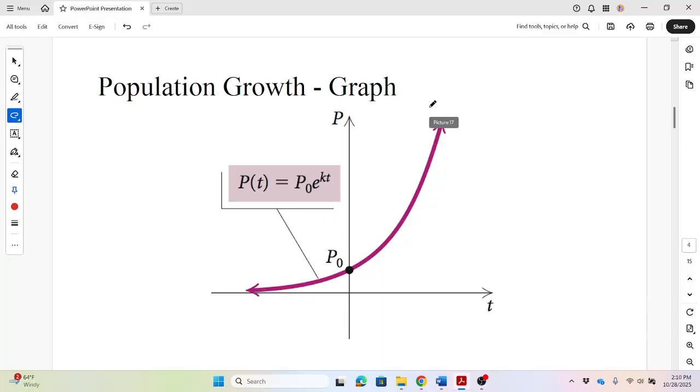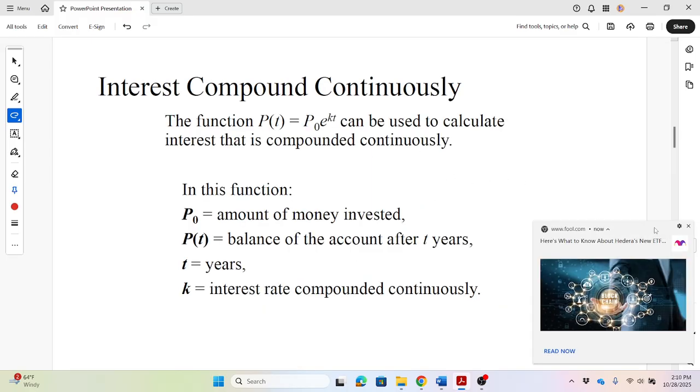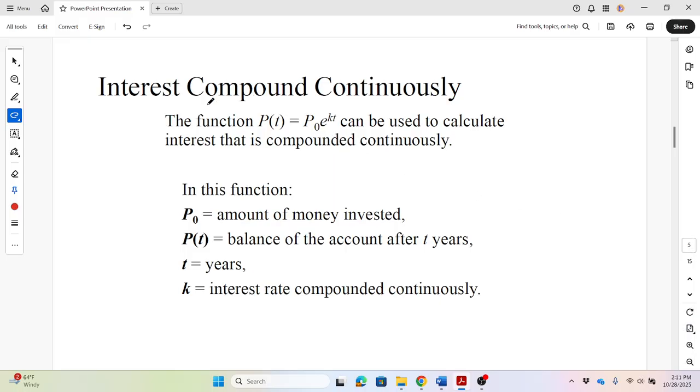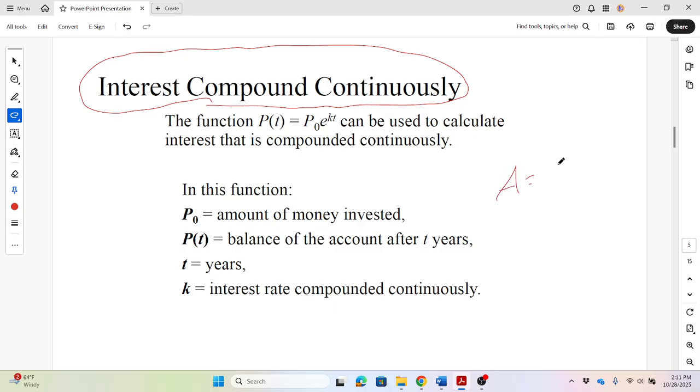This is the graph for exponential growth, and we can use a very similar model for continuous compound interest calculation. We used to use A, the future value, equals P times e to the power rt, but we can also use the very same model. P of t represents the amount of money, the principal, after time t. P0 is the initial amount invested. T is the time in years. K is the interest rate compounded continuously.